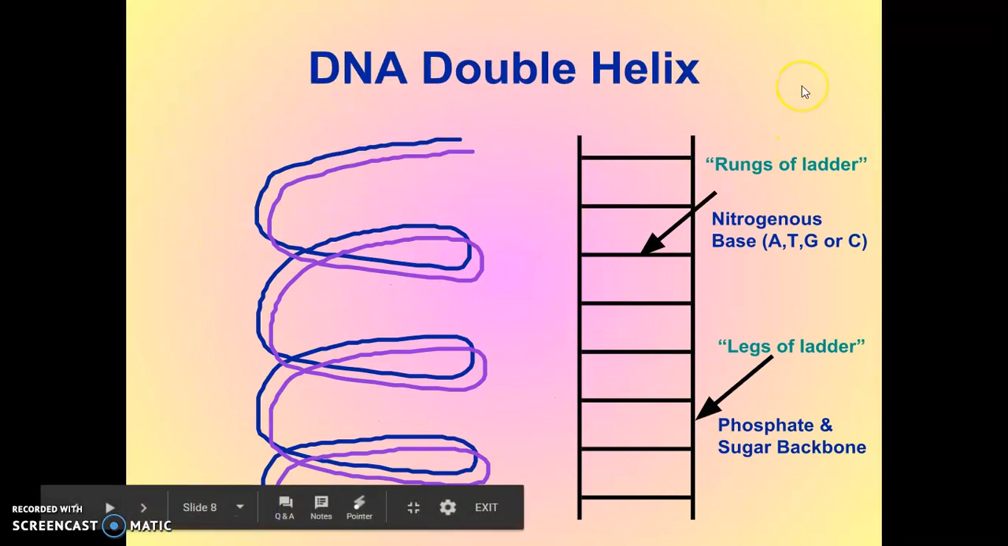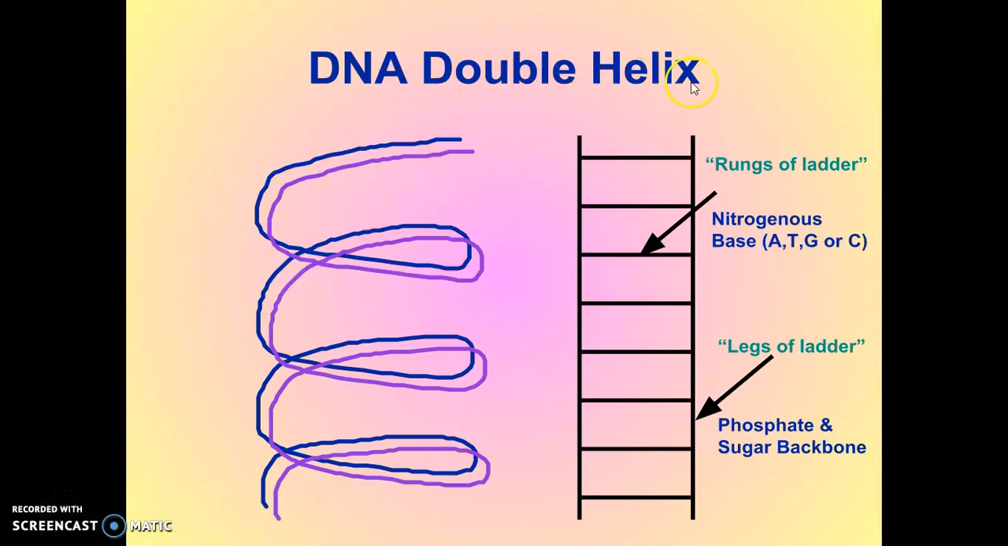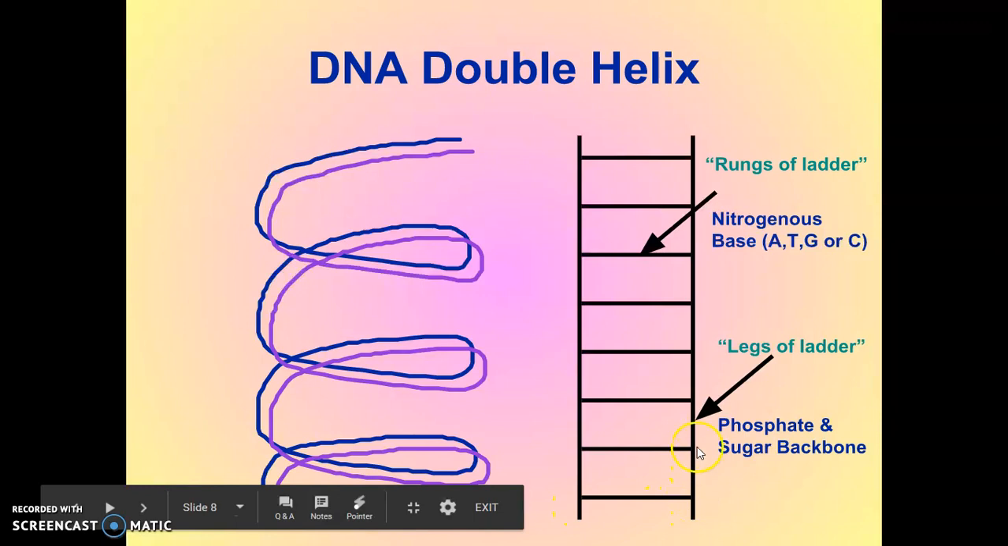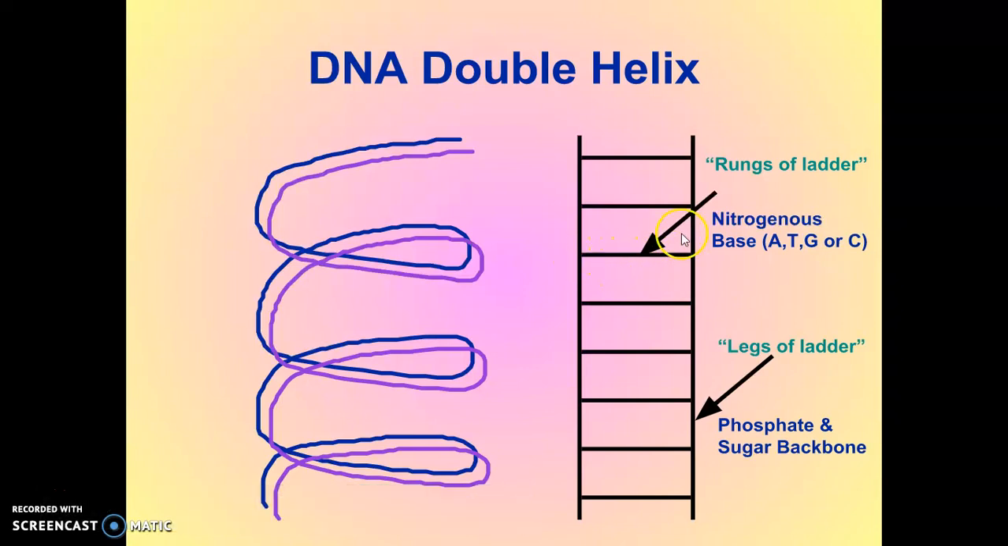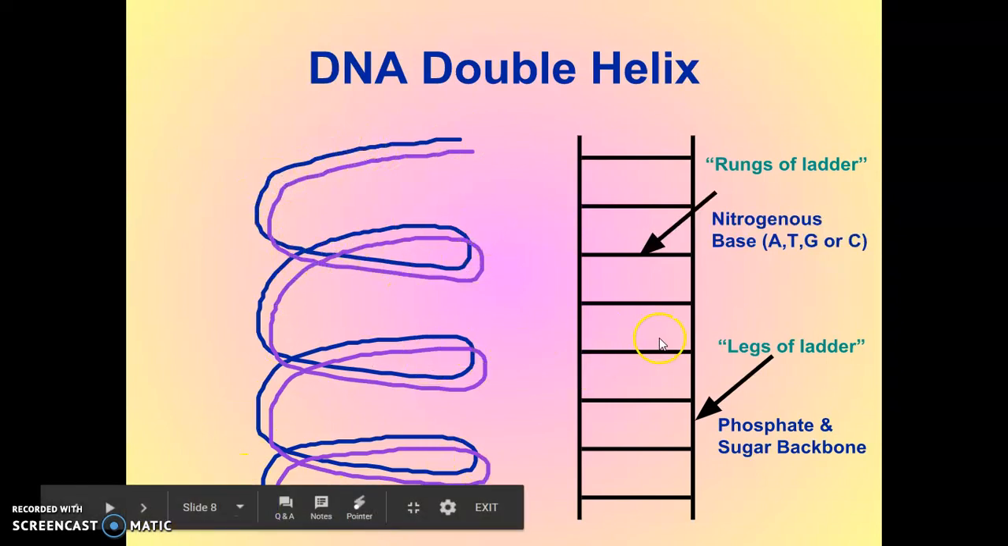So here's where the double helix happens. Double meaning two, helix meaning spiral. The legs of the ladder, so this would be before it's twisted, is the phosphate sugar backbone. And then the rungs of the ladder would be the bases, A, T, C, or G. In real life, it looks like this. And I would go ahead and draw both of these in your notes, and I would label them how they're labeled here.